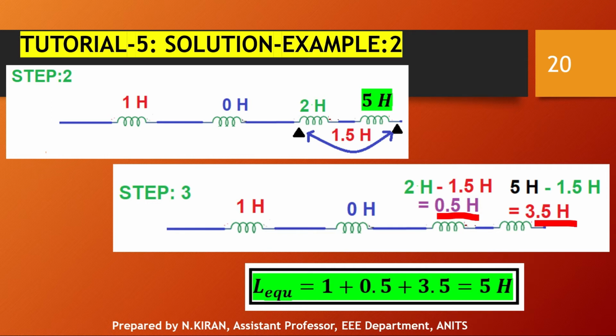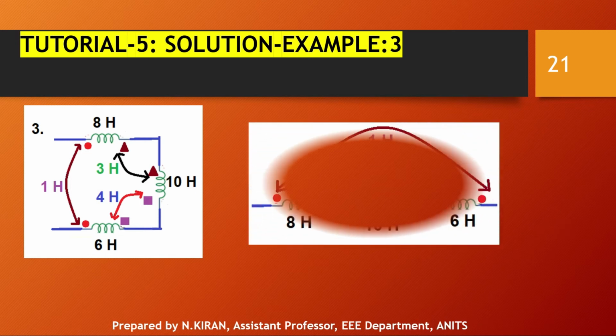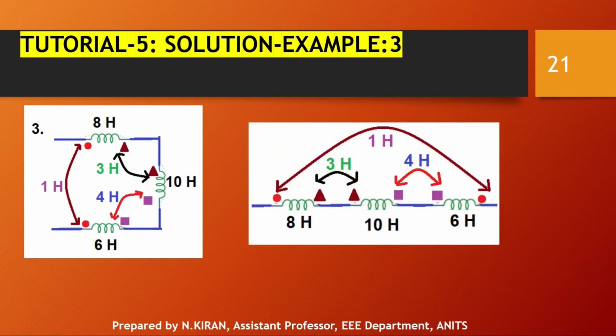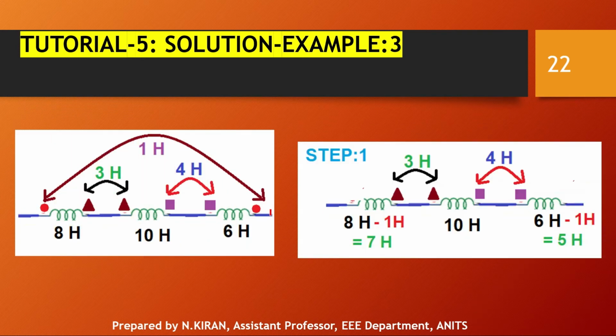Third example. So let me redraw the given circuit. So first coil, if I consider here the current is entering the dotted terminal, here current is leaving the dotted terminal in the third coil. So I'll subtract 1 from first coil as well as the third coil, which will give me 7 Henry and 5 Henry respectively.